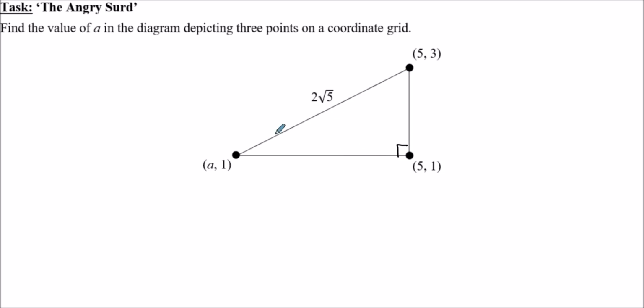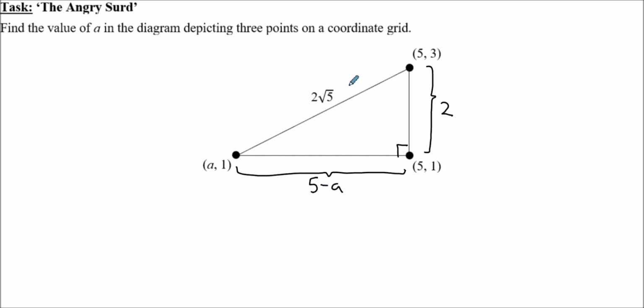Well, we know this side here is 2 root 5. We could also easily work out the length of this side here. The y coordinate's gone from 1 up to 3, and so the length of this side is 2. Meanwhile down here, what's the length of this bottom side? Well, x has gone from A up to 5, and so the difference between the x coordinates is 5 minus A.